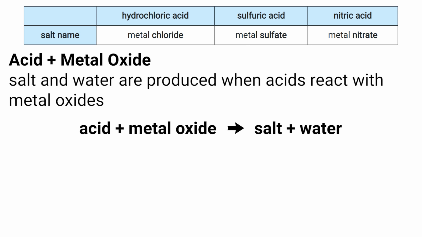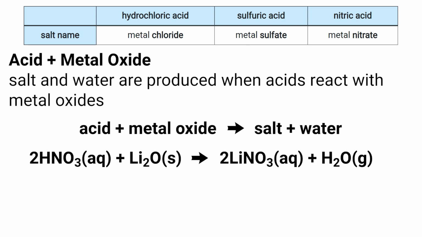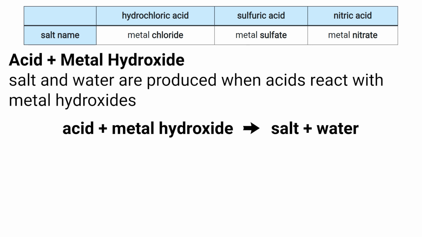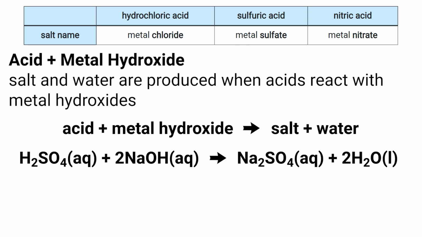An example reaction for this is nitric acid plus lithium oxide makes lithium nitrate plus water. When an acid reacts with a metal hydroxide, it will also make a salt and water. An example reaction for this is sulfuric acid plus sodium hydroxide makes sodium sulfate plus water.